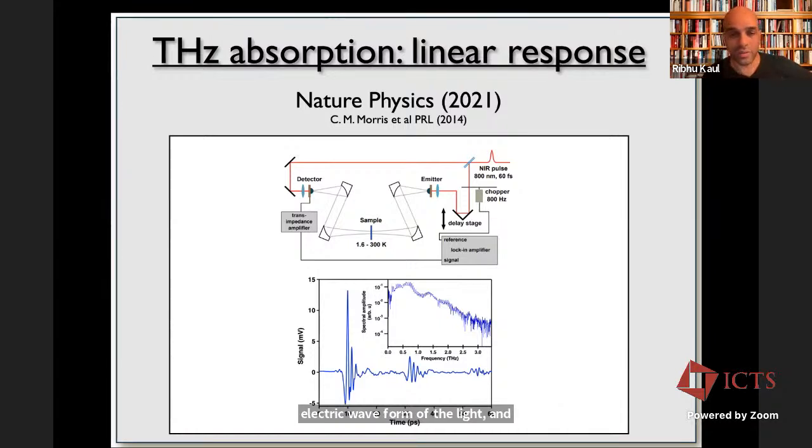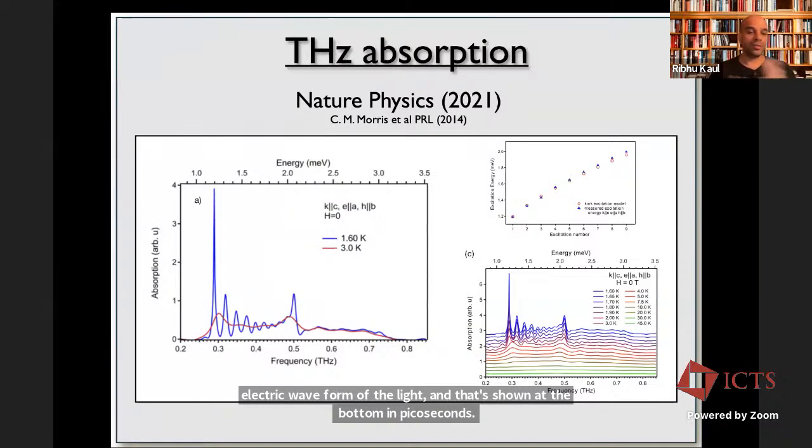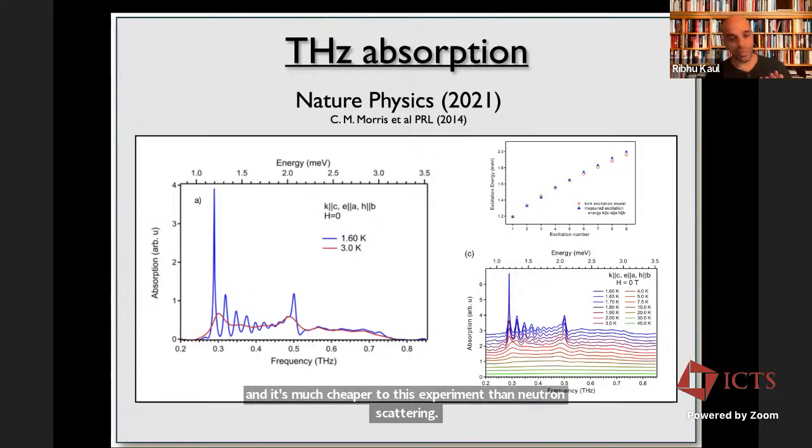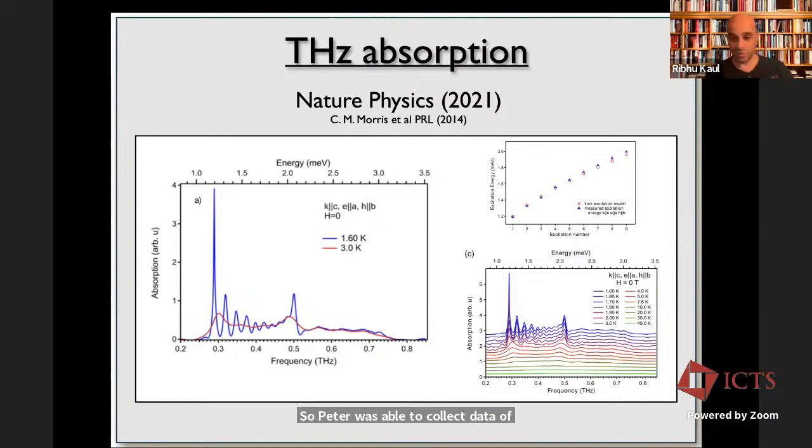When you Fourier transform this, you get peaks corresponding to exactly the resonances, at exactly the same places as in the neutron scattering experiments. So this is a way of measuring bound states. The advantage of this experiment is it has very high resolution, and it's much cheaper than neutron scattering. So Peter was able to collect data on the evolution of these peaks for many magnetic fields, almost continuously as a function of magnetic field.